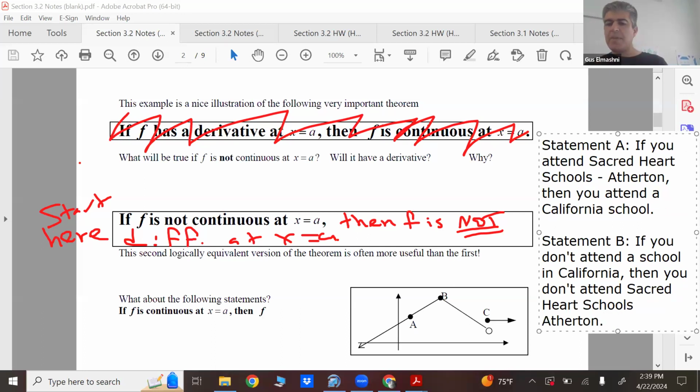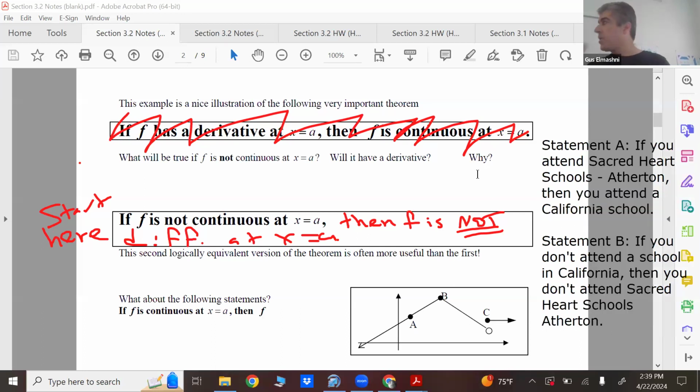Okay, statement B is what we call a contrapositive statement. So if this is the original, then this is called the contrapositive. Now, there's also the converse and inverse. I always get those mixed up. The converse, I believe, is if you swap.